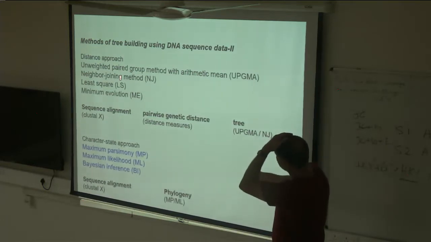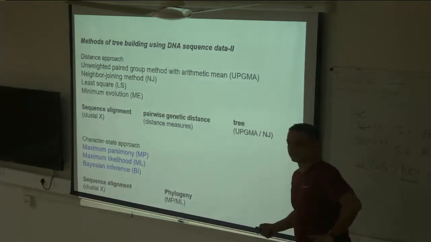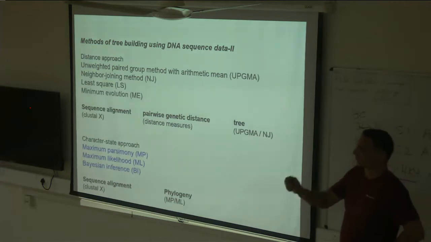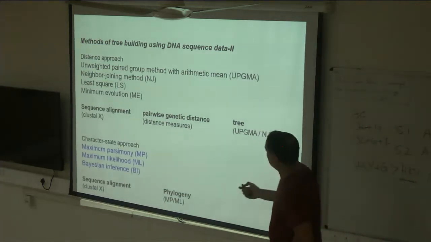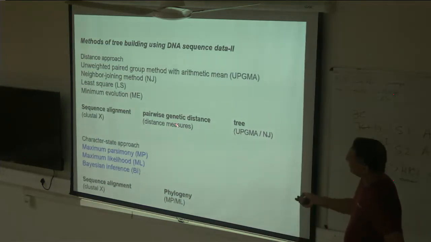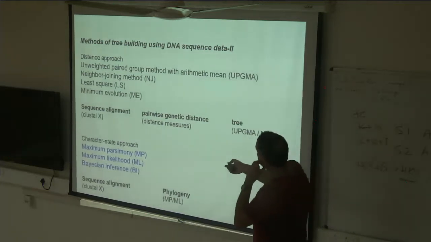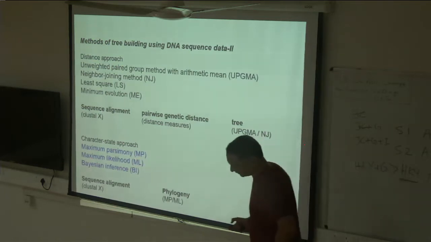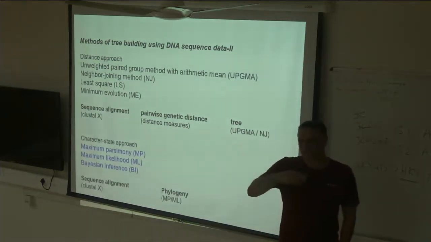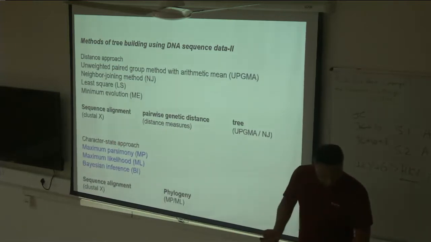So these are the four methods we looked at yesterday. And remember, in distance-based tree building method, we have to first calculate pairwise genetic distance, and we use the pairwise genetic distance then to generate our tree. And this pairwise distance can be even morphological distance and so on. And today we'll be talking about three other approaches that fall under something called the character state approach. And I'll explain what this means in a minute.